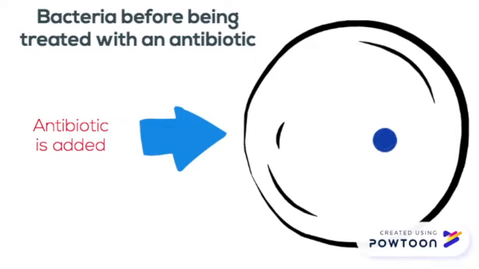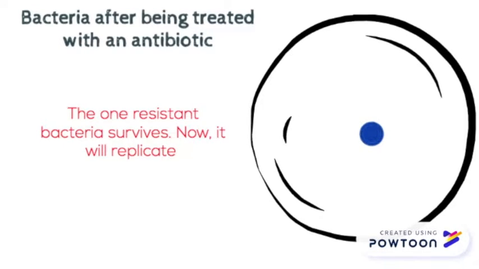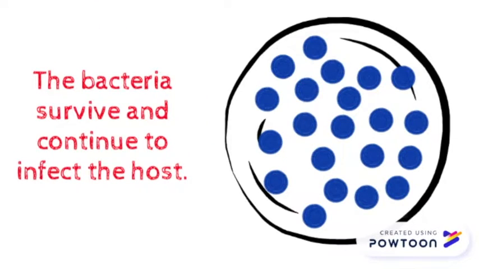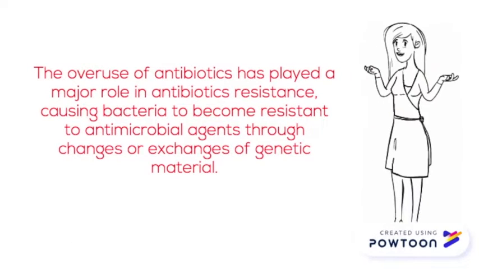Due to antibiotic resistance, bacteria are able to divide and grow, producing more bacteria that are not affected by the antibiotic. Resistance is usually the combination of poor entry of antibiotics and the presence of enzymes that inactivate or modify the antibiotics given. The overuse of antibiotics has played a huge role in antibiotic resistance, causing bacteria to become resistant to antimicrobial agents through changes or exchanges of genetic material.